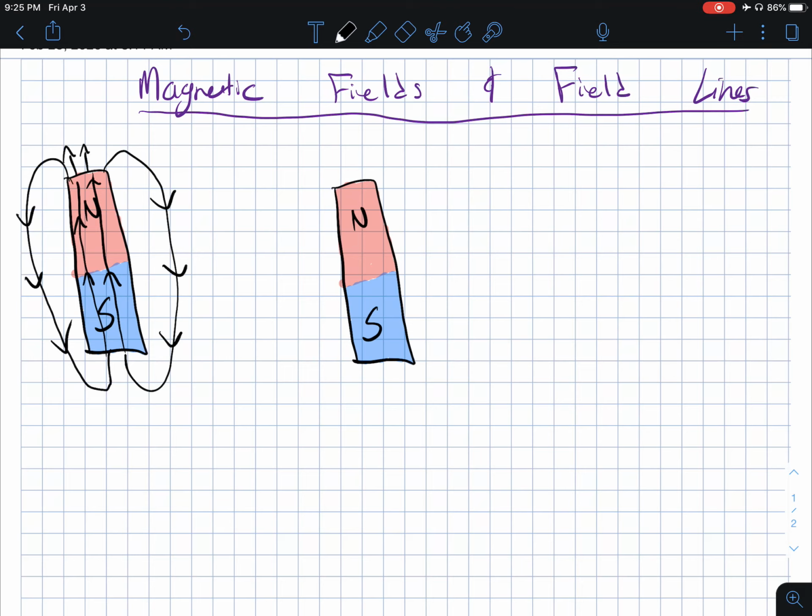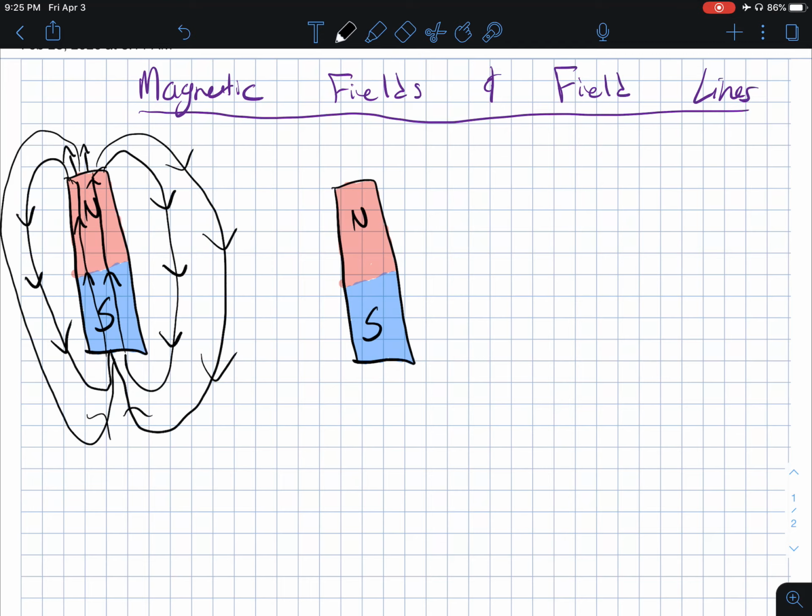And as you can see from these lines that we've drawn, magnetic field lines always form closed loops. Right now I've only drawn one magnetic field line, but there are multiple magnetic field lines on a magnet.